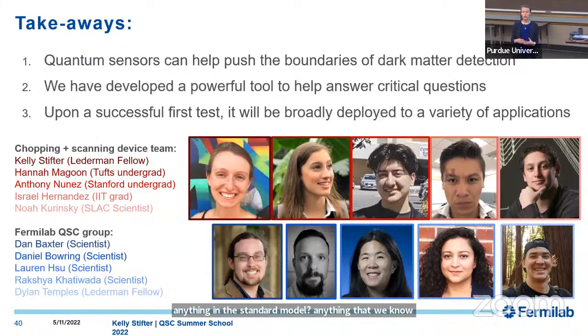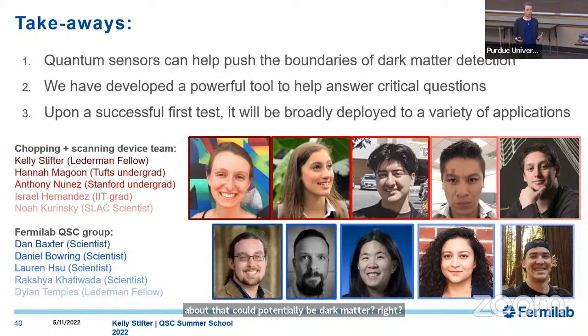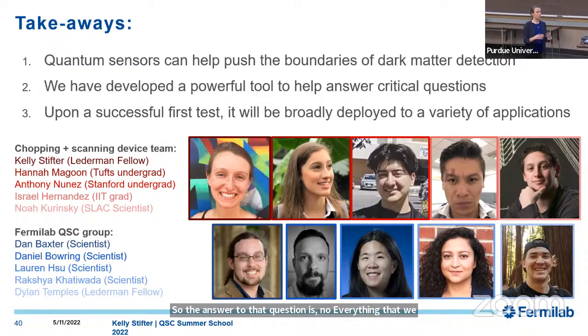Yeah, right. So the answer to that question is no. Everything that we know about in the standard model, including things like neutrinos, some more exotic particles that actually have a lot of properties very similar to dark matter, we know that nothing in the standard model checks all of the boxes for all of the things that we expect out of a dark matter particle. So we really are looking for something entirely new.